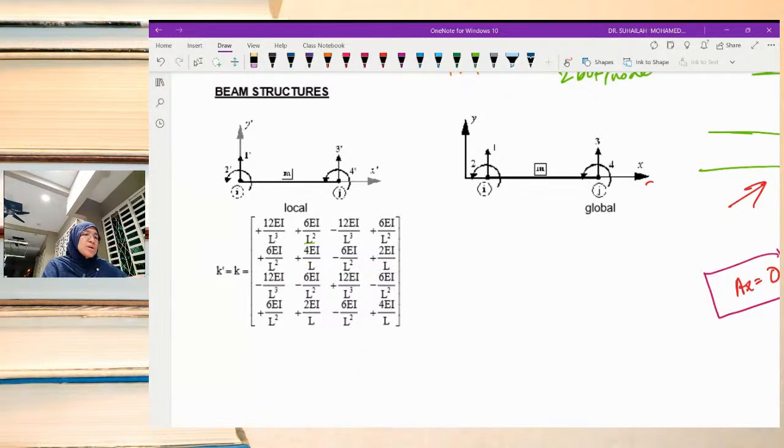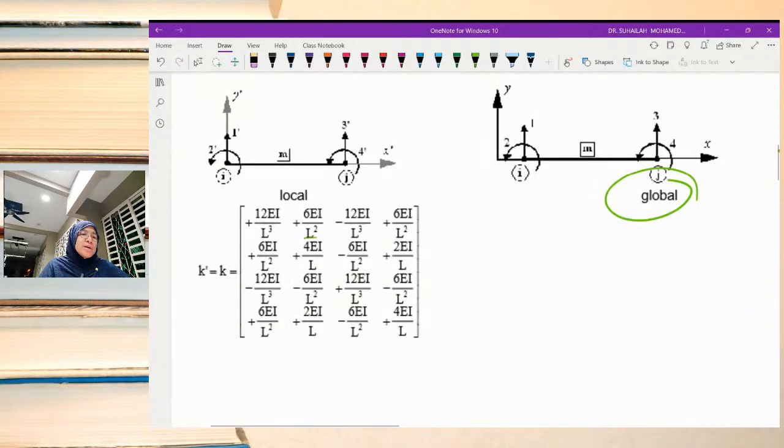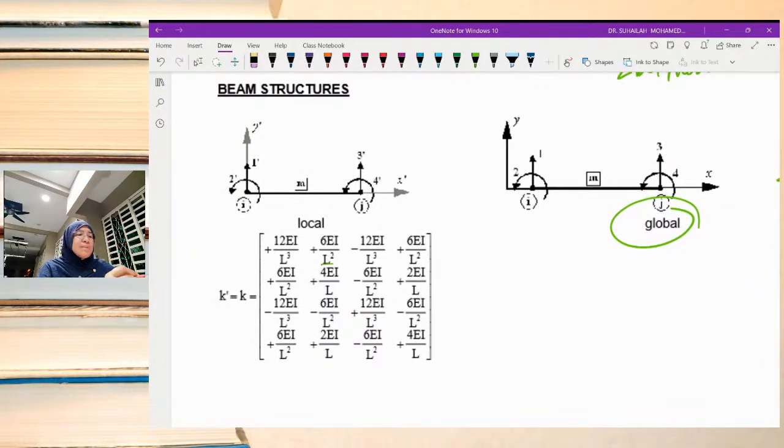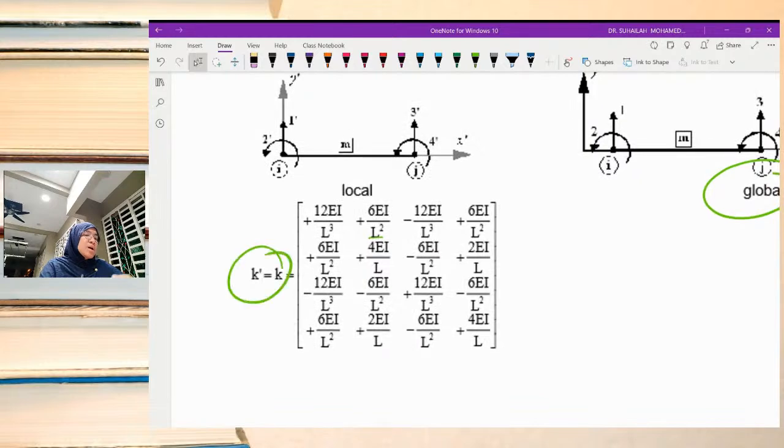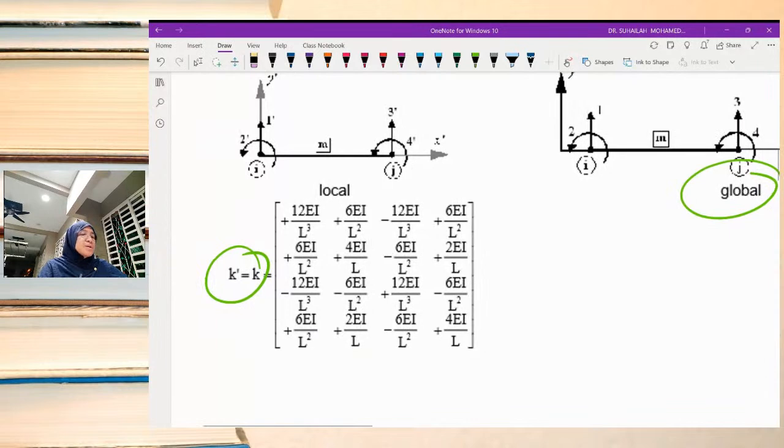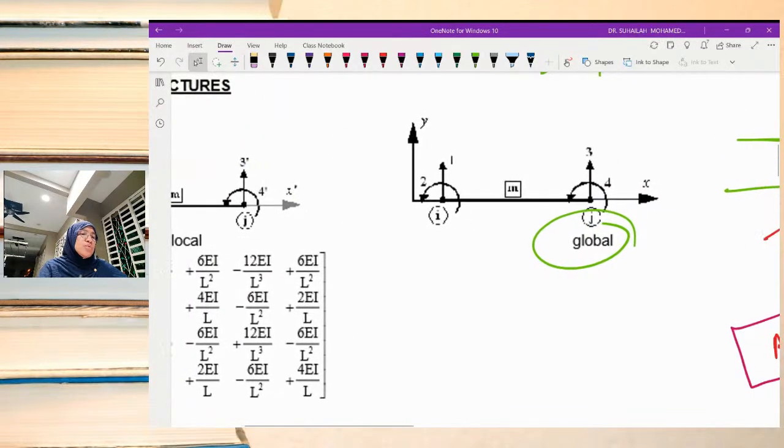So we focus on the global coordinate system. Beam actually has the same global and local. Only beam has the same local and global. That is why we will find that the formula for local and global is the same. Anyway, we just need to refer to the global coordinate system.